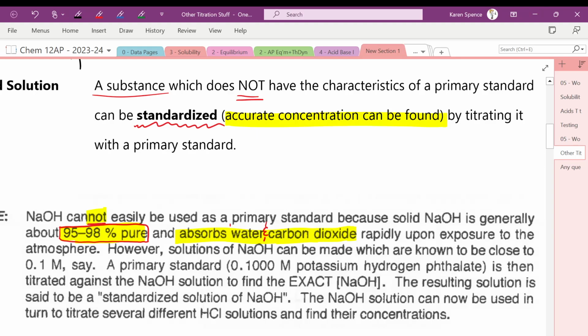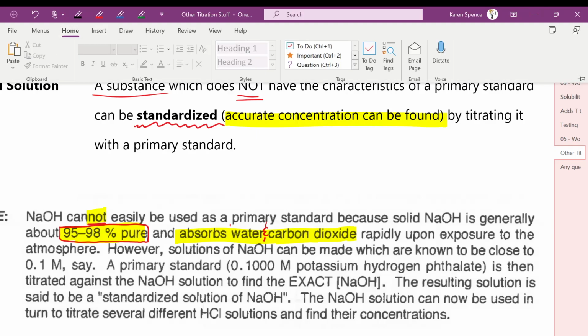However, you can make a solution which is approximately 0.1 molar by measuring out the mass, because it's not going to be that far off. I mean, it is 95% to 98% pure. It'll be close. And then you can use a primary standard. One of the primary standards, I cannot imagine that you'll be responsible for knowing this name, but here we are. You won't on my test for sure.